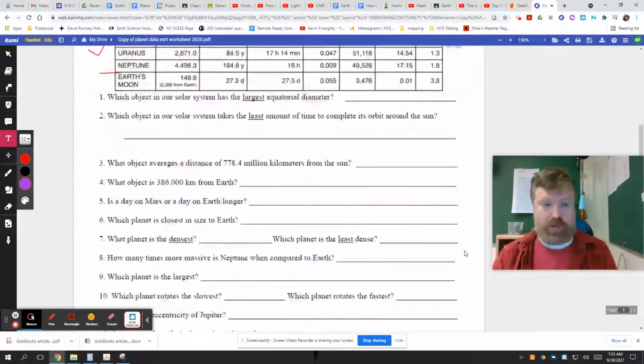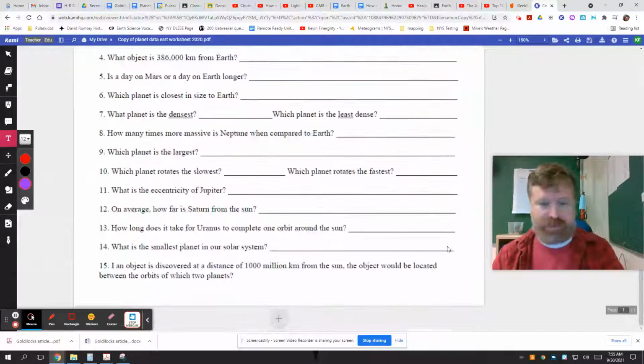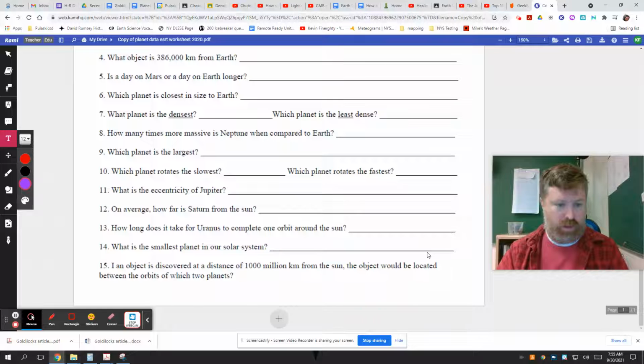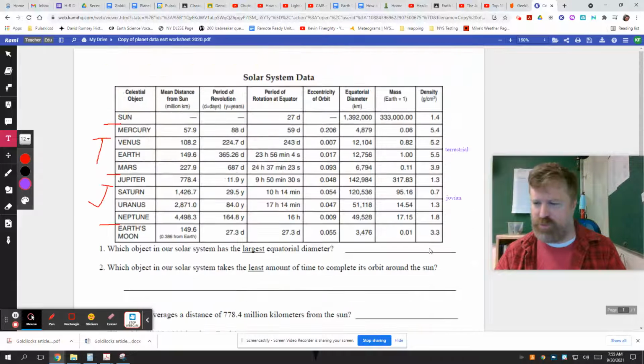All right, what do you think? I think it's very doable. And again, today is just practice. If you're stumped anywhere, let me know, and those questions should be pretty straightforward.